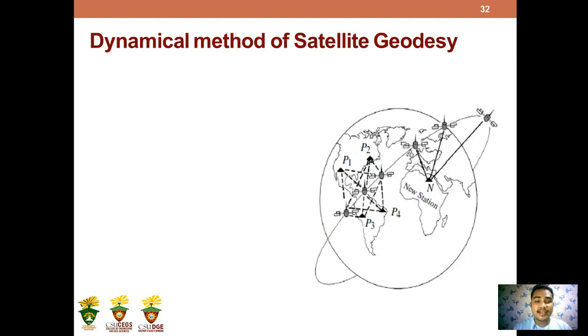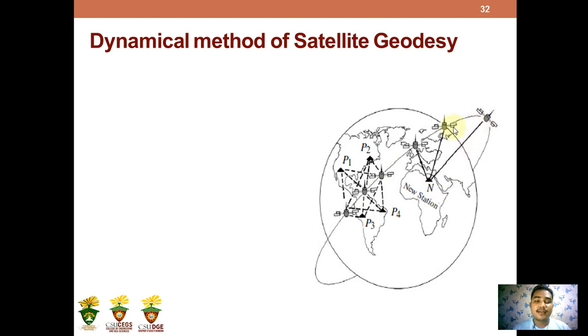The other one is the dynamical method of geodesy. Its concept is that from the new station, it considers many satellites. That's nearly the concept of satellite geodesy. From the known points, it triangulates, and out from the triangulation processing, it gives the coordinates of the new station.